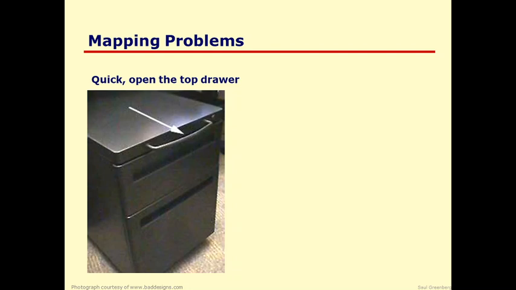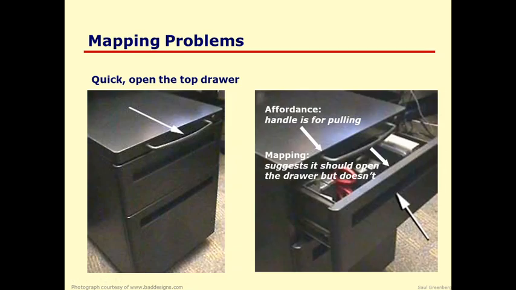Interesting problems, mapping problem. Quick, open the top drawer if you are in a really big hurry. You can see the white arrow is indicating the handle of the drawer to be pulled. An affordance: a handle is for pulling. Mapping suggests it should open the drawer, but it does not. This is only meant for moving the drawer from one place to another place. Maybe this is just a metal rod whereby the drawer has its own bracket where you need to put your fingers and pull it out, right?